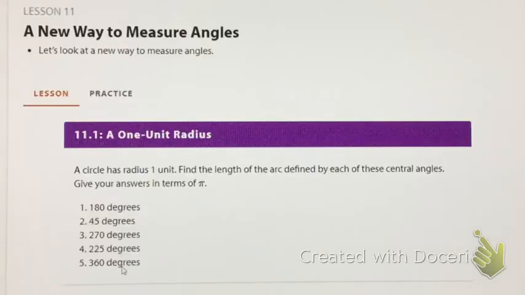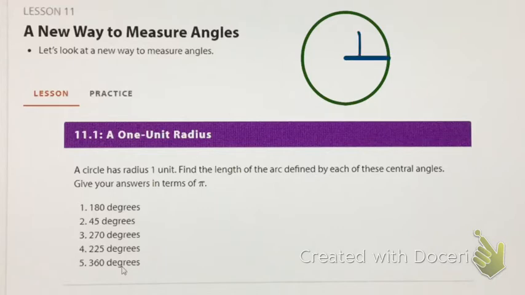So let's take a look here. This is practice, so we're going to go right to 11.1. This is the lesson. It says a circle has a radius of 1 unit, and that's kind of important. 1 unit. You're talking about what we call a unit circle. There's my radius of 1 right there. So that's a bad one. Let's make a better one.